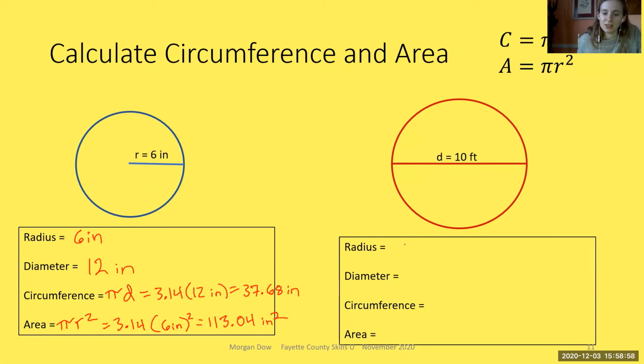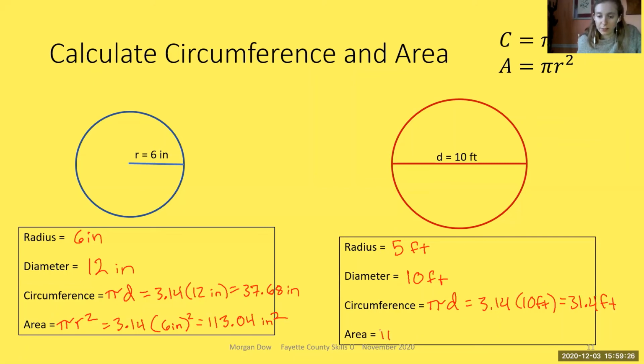All right, now let's look at our second circle here. We know our diameter is 10 feet. And that means that the radius is 5 feet. The formula for circumference is pi d. So we're going to do 3.14 times 10 feet, which is 31.4 feet.